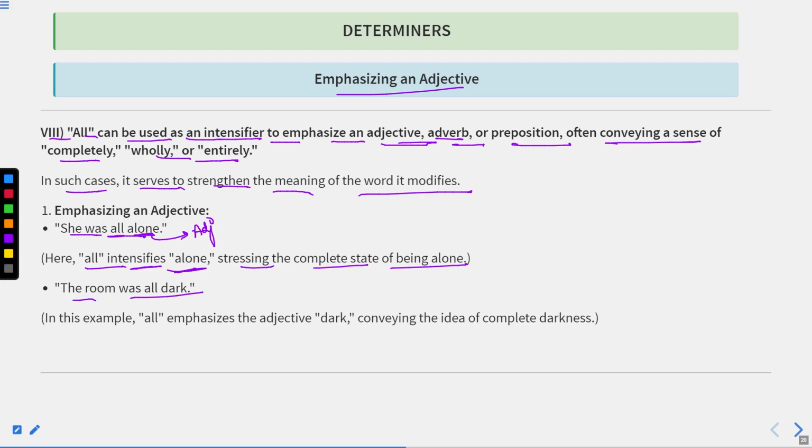The room was all dark. It means it was completely dark. There was no light or glimpse of light in the room. In this example, all emphasizes the adjective dark, conveying the idea of complete darkness. So when we say all dark, it means there is nothing like light over there. So everything is entirely dark.